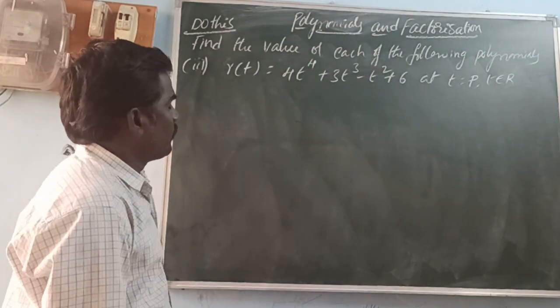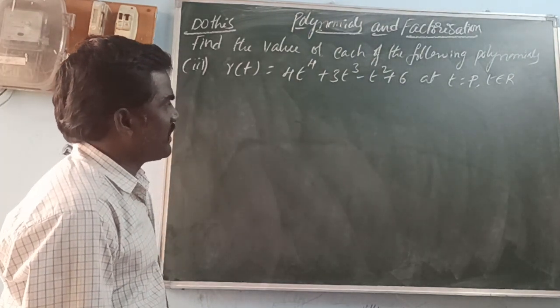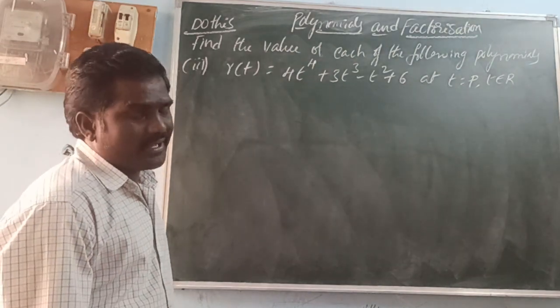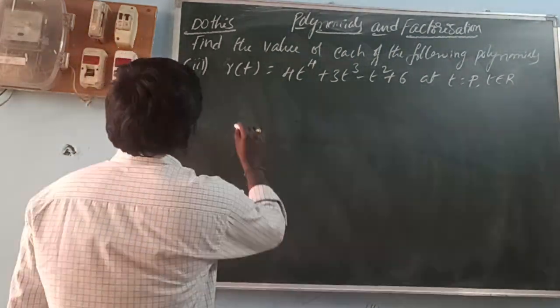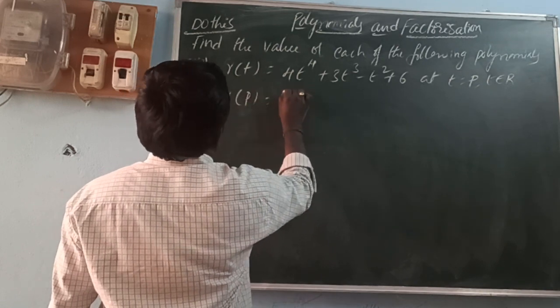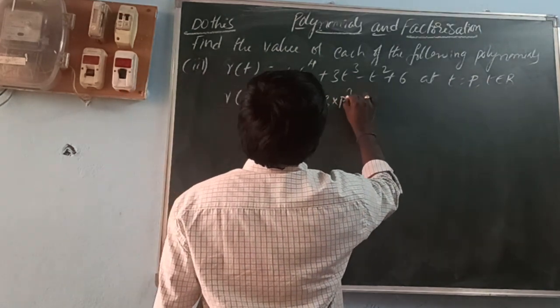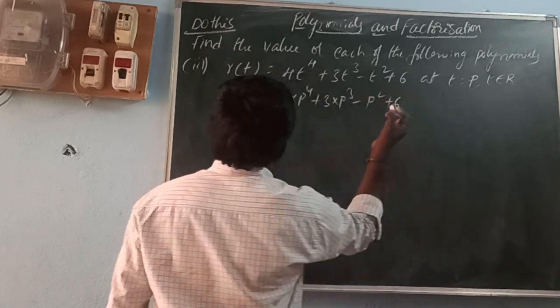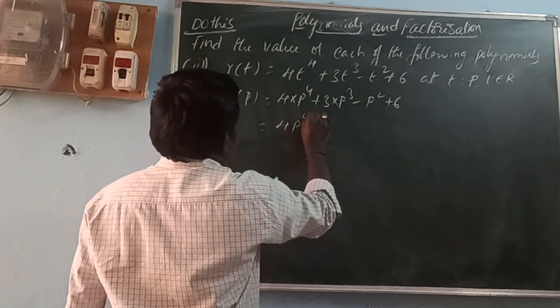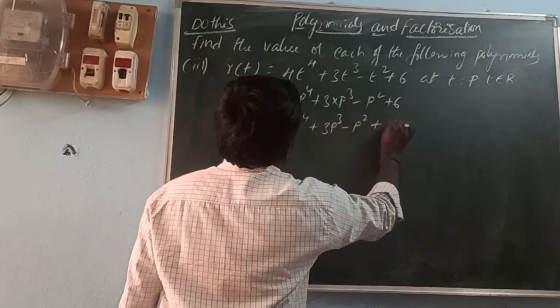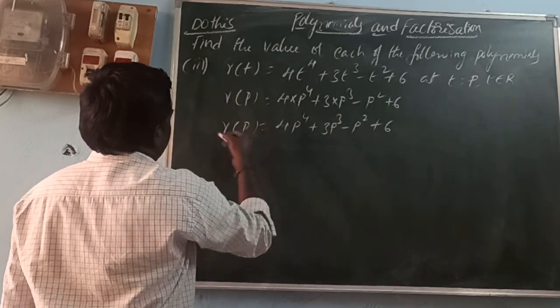R of t is equal to 4t to the power of 4 plus 3t cube minus t square plus 6 at t is equal to p. t belongs to R. Capital R means what? Real numbers. So R of p is equal to 4 into p power 4 plus 3 into p cube minus p square plus 6. So that is 4p power 4 plus 3p cube minus p square plus 6. So R of p is equal to that.